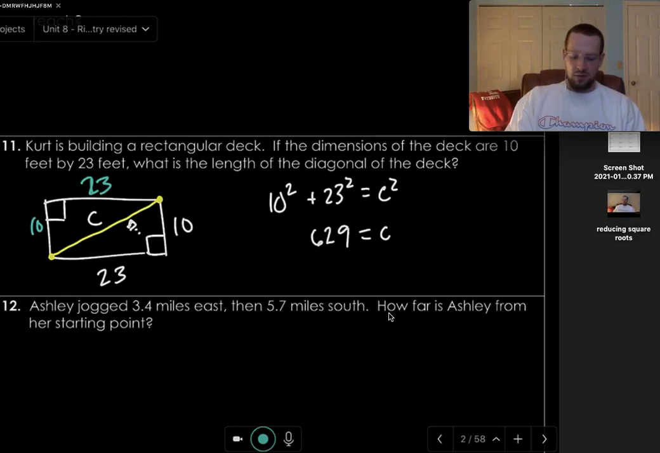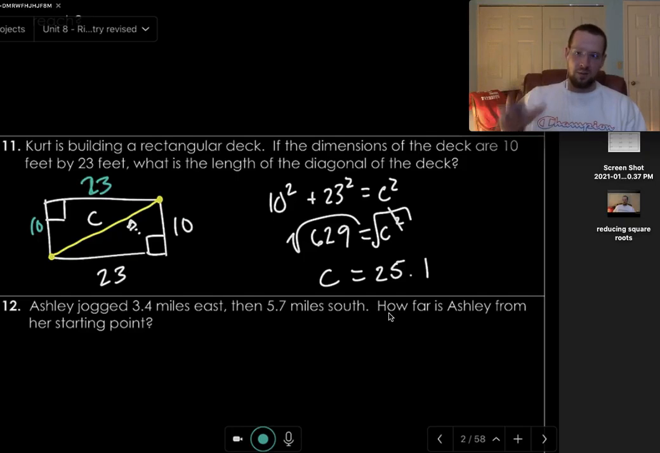And what do we want to do? Well, this is C squared, so we want to square root both sides. And so we find C, because squares and square roots cancel out. C is equal to approximately 25.1. I think 625 is a perfect 25, so 629 is going to be a little bit over that. Remember to always round, and these are feet. How do you like that?